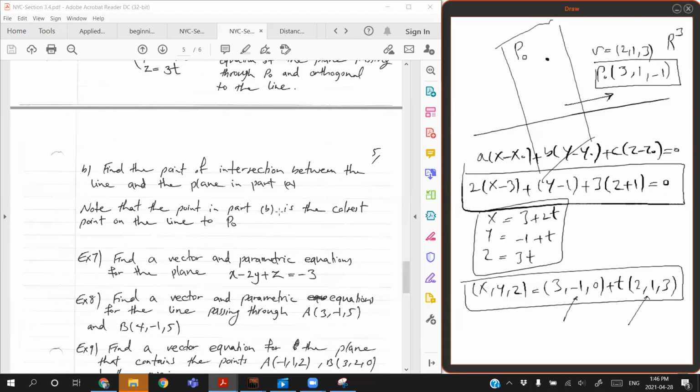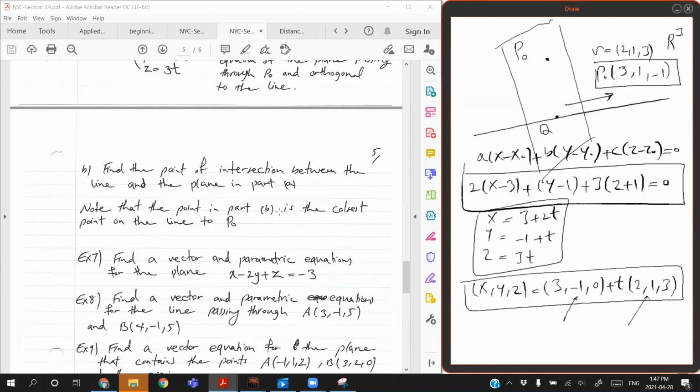Okay. Now, it says find the point of intersection between the line and the plane. We had a line and we found an equation for the plane that is passing through this point P0 and is orthogonal to the line. Now there should be a point of intersection between these two. I can call that Q. Q is the point where the line and the plane meet.